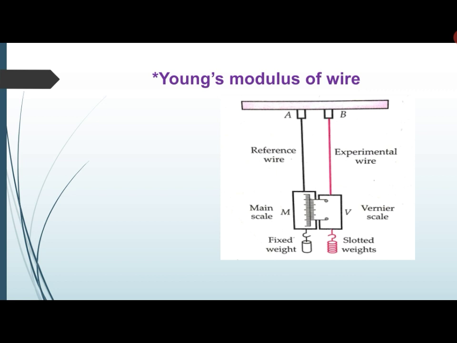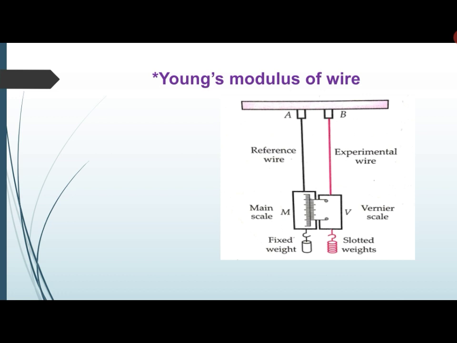In this experimental setup, we have a metallic wire which has two long straight wires. Of course you can see in this figure that we have two long straight wires with the same length and equal radius. Now we are suspending these wires side by side from the fixed ends A and B.